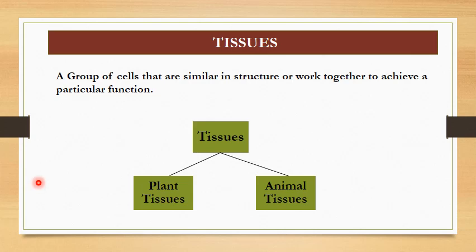In the series of videos on biology, we will learn about tissues, and in part 1, we will learn about plant tissues. Tissues are a group of cells that are similar in structure or work together to achieve a particular function. Tissues can be categorized into plant tissues and animal tissues.